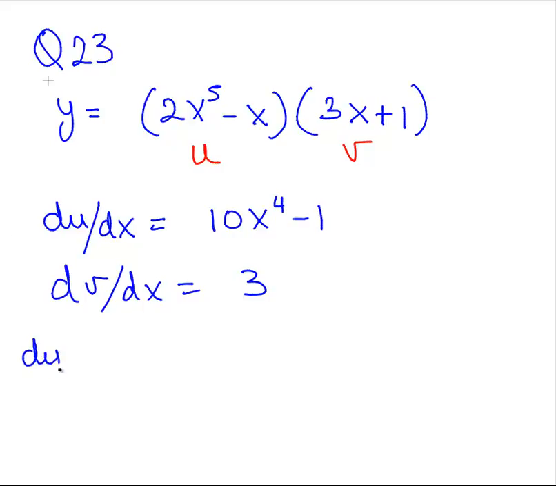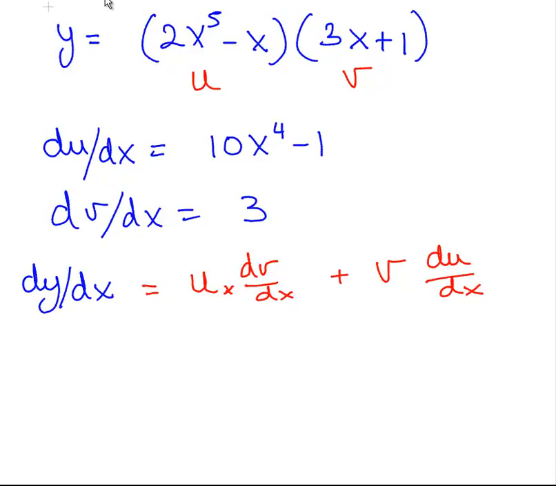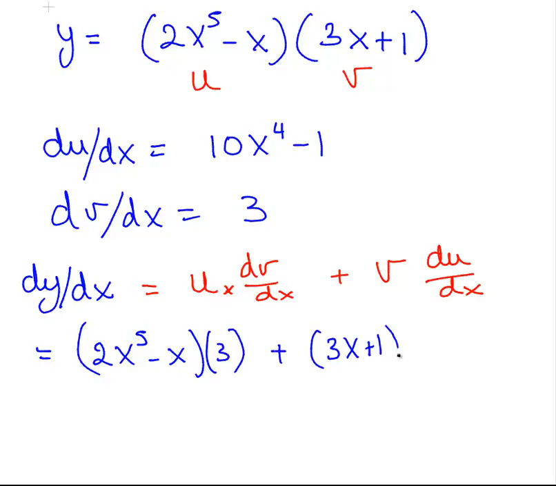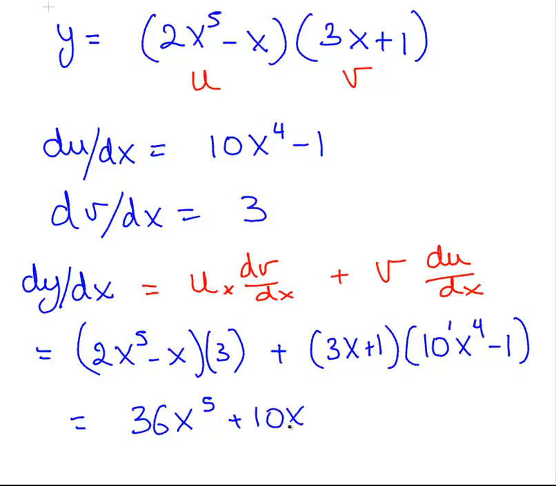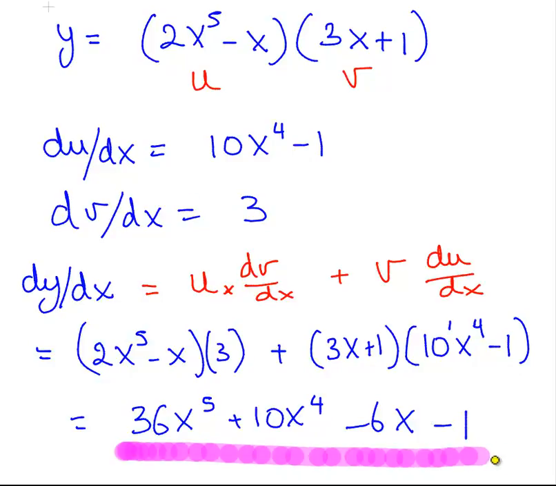And overall, dy/dx is just piecing that all together. I'll rewrite the equation here, just in case we've forgotten it. u times dv/dx plus v times du/dx. Let's piece that all together again. What we have is 2x to the power of 5 minus x, times the derivative of v, that's simply 3, plus 3x plus 1 times du/dx, that is 10x to the power of 4 minus 1. When you multiply that through and simplify it, it's just a little bit of number crunching. It is 36x to the power of 5 plus 10x to the power of 4 minus 6x minus 1. So that's a quick revision of the product rule for differentiation, and a couple of exercises there. That's the answer to number 23.